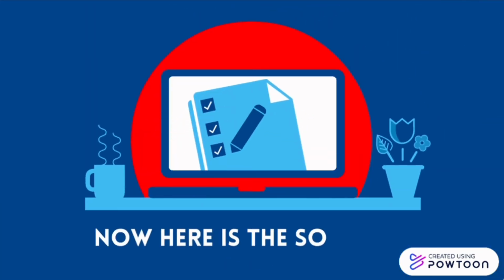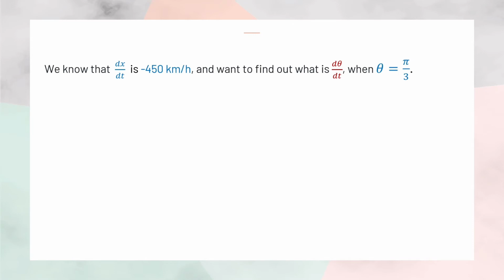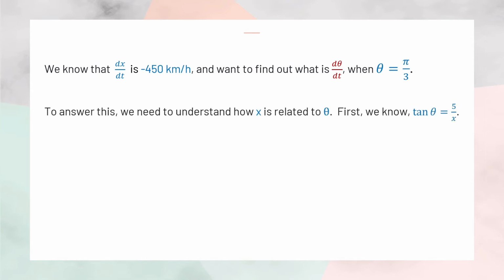Now, here is the solution. We know that dx over dt is negative 450 km per hour, and we want to find out what d theta over dt is when theta equals pi over 3. To answer this, we need to understand how x is related to theta. First, we know tan theta equals 5 over x.